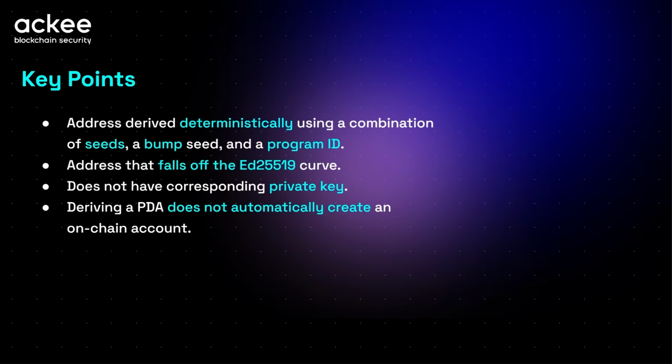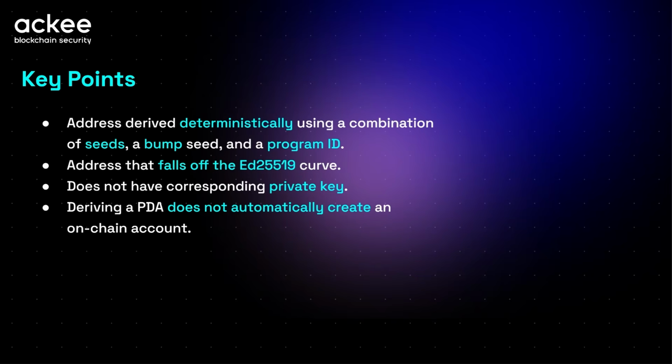If you do not use the regular key pair, but you rather use the PDA, you know what seeds were used in order to derive the PDA, so you can always derive the PDA again, as the derivation process is deterministic because, as I said, you know the program ID, you know the bump, and you know the seeds that were used in order to derive the PDA.